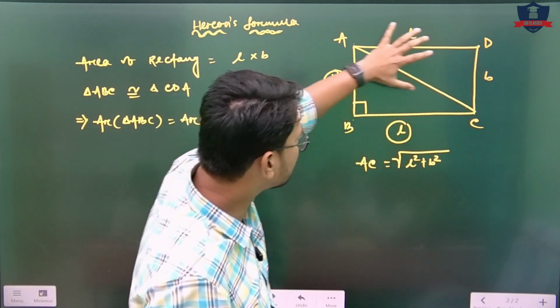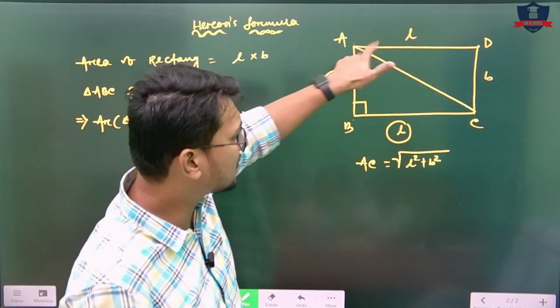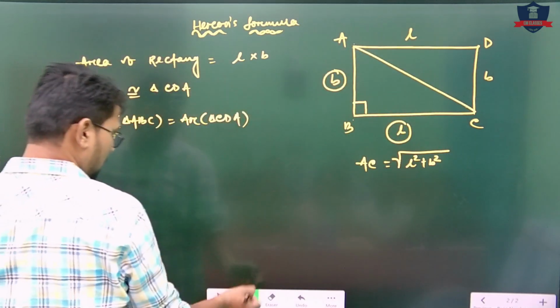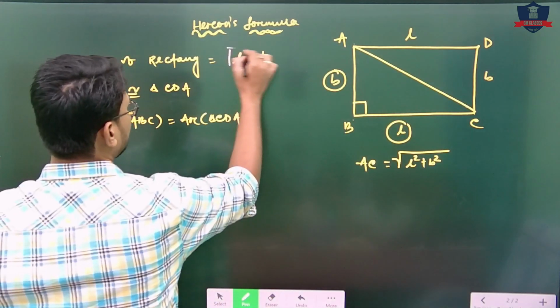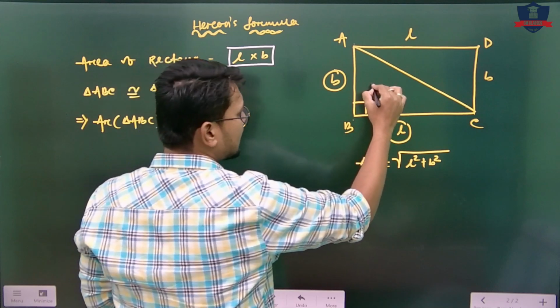Bachcho, this is a rectangle. Basically, we have taken ABCD as a rectangle. Though ABCD is a rectangle, its area is how much? Bolo. Length into breadth. So if the whole is length into breadth, then this is how much?